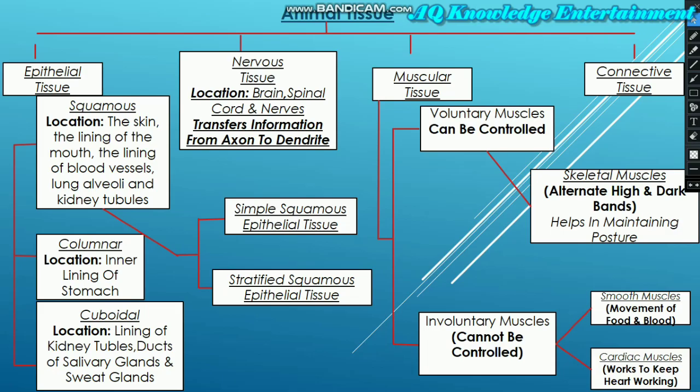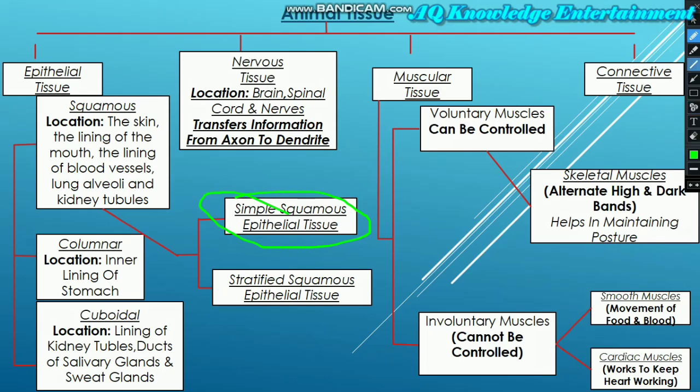Now, these simple squamous epithelium cells are extremely thin and flat, so they form a very delicate lining. So that was about the first type, the simple squamous epithelium.